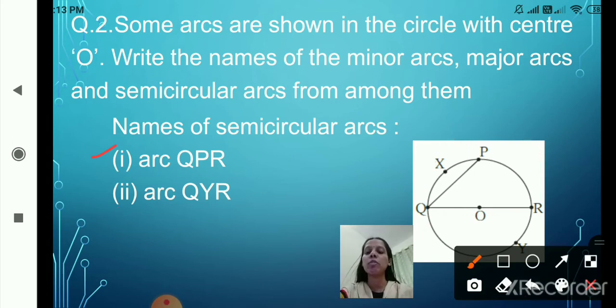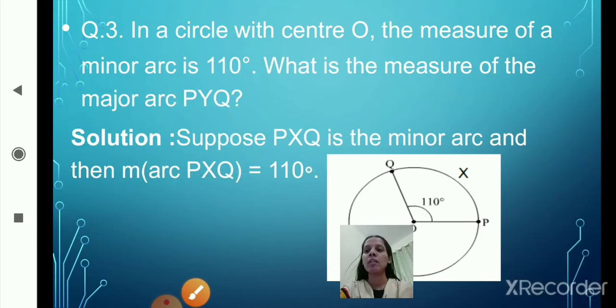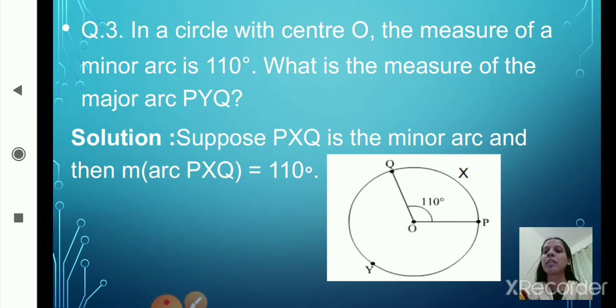Now we'll move to the next question, that is question number 3 from practice set 43. In a circle with center O, the measure of a minor arc is 110 degree. What is the measure of the major arc PYQ? First see the diagram.